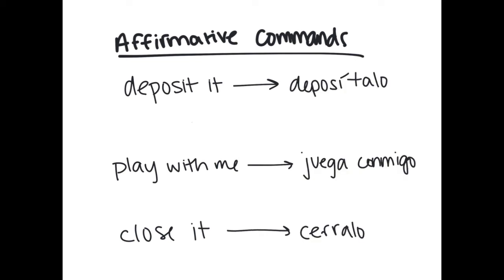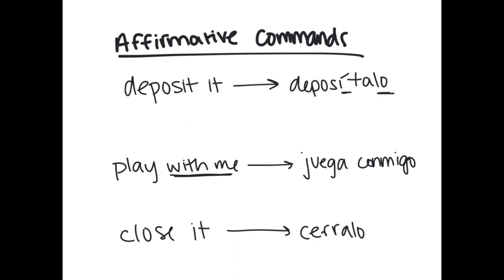So now here is what you should have for the answers. For deposit it, deposit is going to be deposita. To keep that same stress, when we attach the lo to the end of it, we're going to say depósitalo. So we're going to have that accent on the o for sure, and the lo should be attached to deposita. For play with me, it's not going to be an indirect object pronoun. It's just going to be with me, separate from the verb. So we're going to conjugate play like normal, juega, and then conmigo would be with me, and it wouldn't be connected to the end of juega.